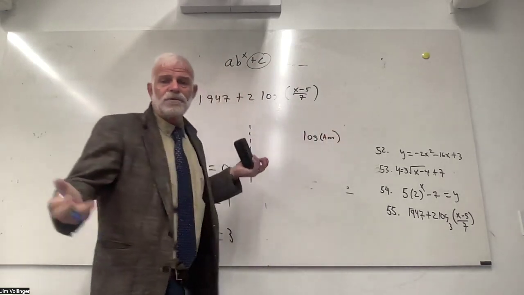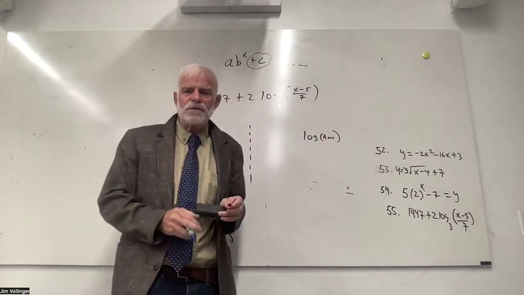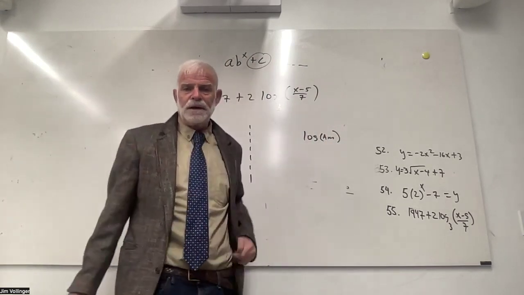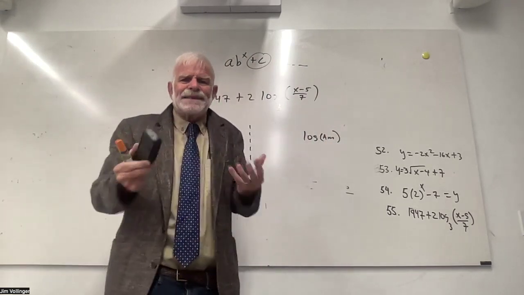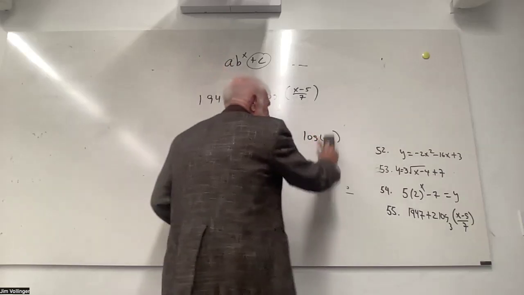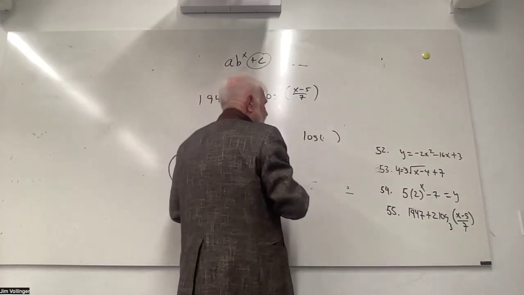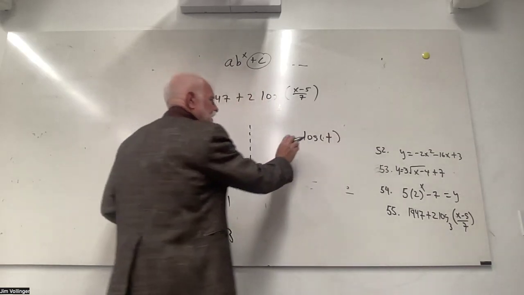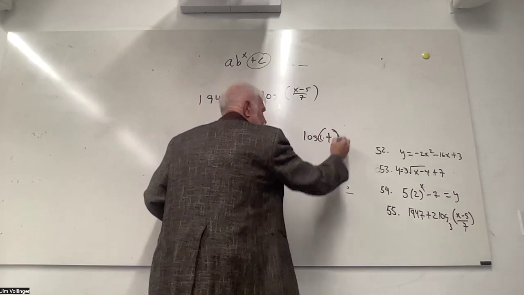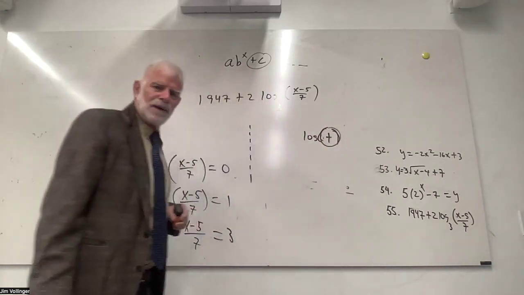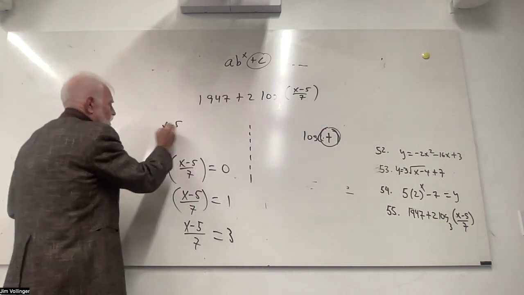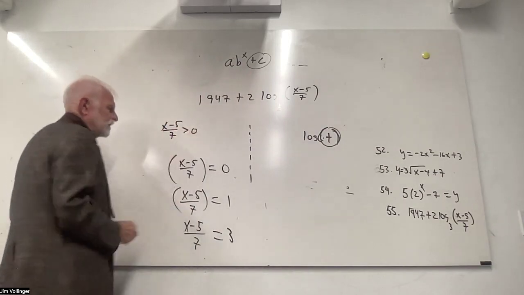Okay, amounts, population, bacteria in a petri dish, half-life of radiation, right? There's got to be something there. There has to be something there. This has to become a positive. Right? I only am allowed to take logarithms of positive numbers in the parentheses. So therefore, (x minus 5) over 7 has to be greater than 0.